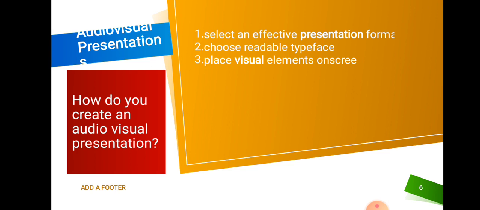The third one is, place visual elements on screen. Include spaces between images or other visual elements. Make sure that the text is readable and use simple graphics. Choose colors that are appropriate for your presentation. Select an appropriate background. Always make your presentation's background relate to its topic.